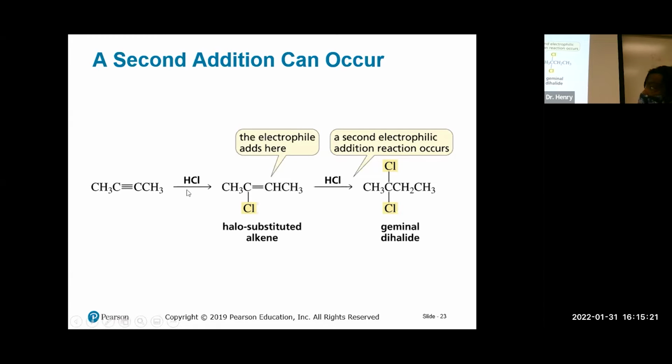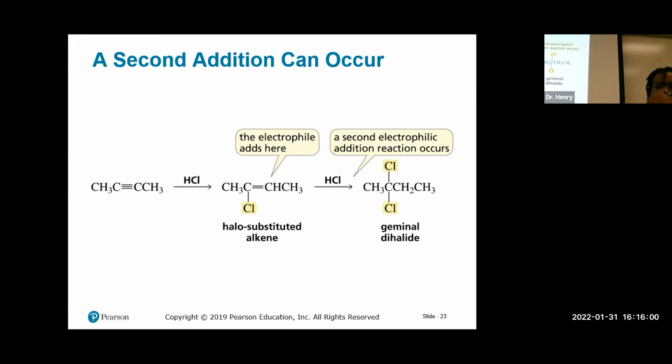So we know that in this case, we're going to have the halo substitution, and we're going to end up getting an alkene, right? So the triple bond is going to be split into a double bond where one side is going to have a halide on it, and the other side is going to have a hydrogen. Okay. Now, if we add more, then we can end up with a geminal dihalide. Okay, geminal basically means like Gemini twins.